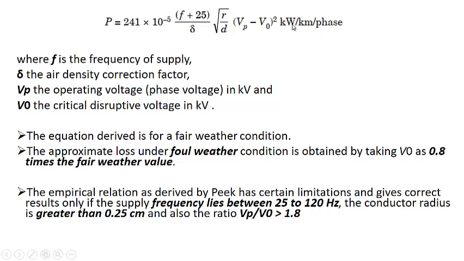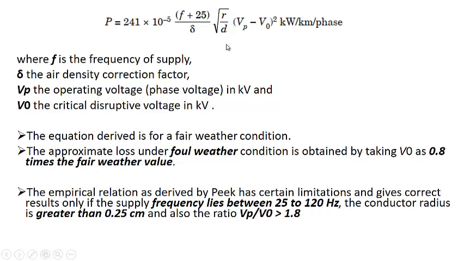Since it is a per phase measurement, both these voltages will be phase to neutral voltages. f is the frequency of the system. Delta is the air density correction factor. This is the same factor which we have used to calculate the critical disruptive voltage. r is the radius of the conductor. d is the distance between the two conductors. Vp is the operating voltage, and V0 is the critical disruptive voltage.